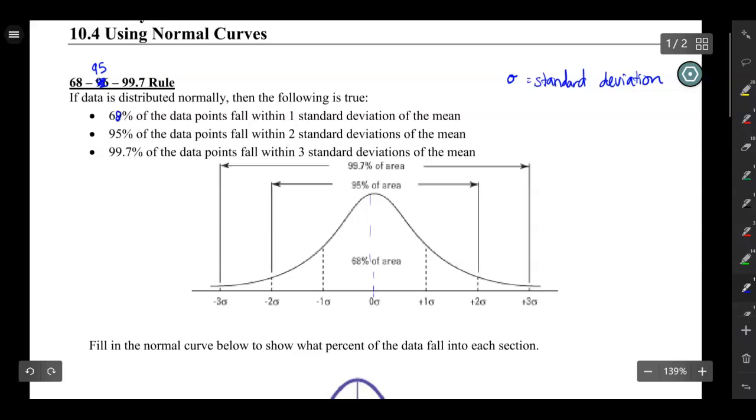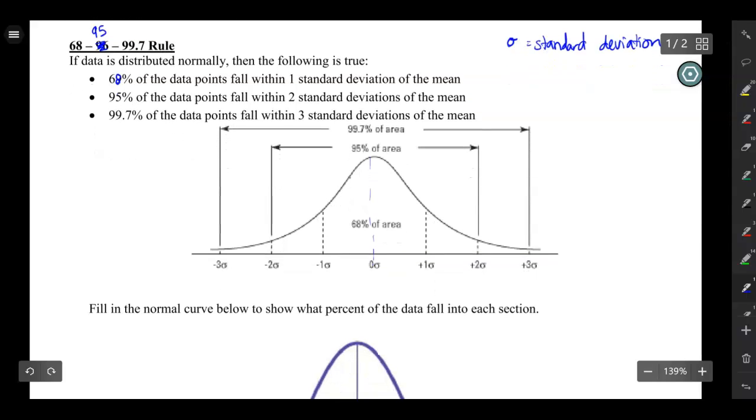This is a really useful rule because it's going to allow us to answer questions like, what percent of the time are you going to find someone that is between 5'7" and 5'8"? Or what percent of the time is your pizza going to be delivered within 15 and 20 minutes? We'll talk about some examples of that later on in this video.